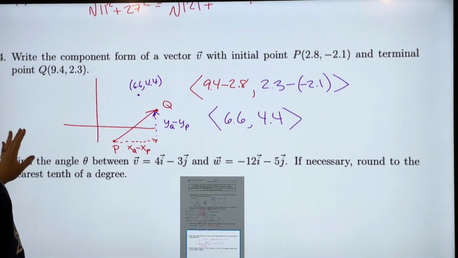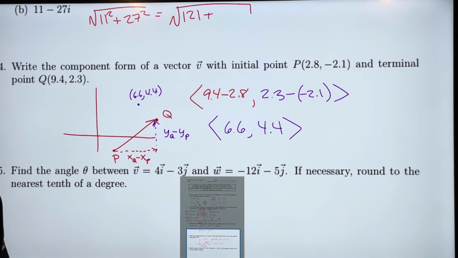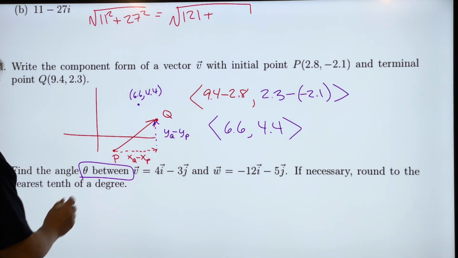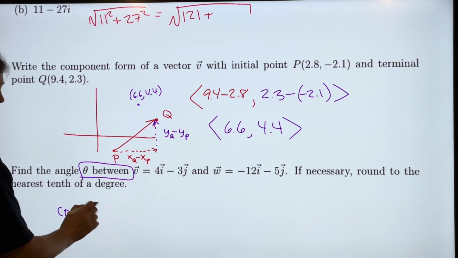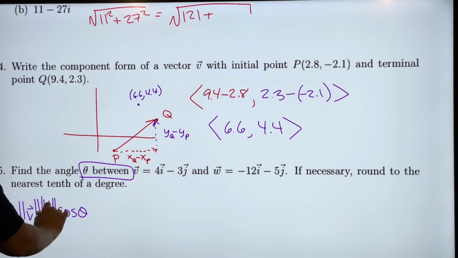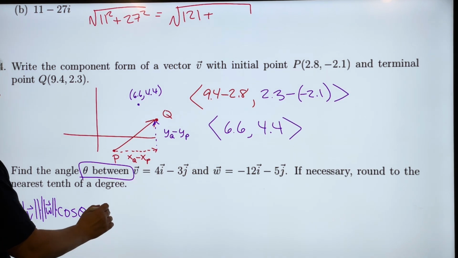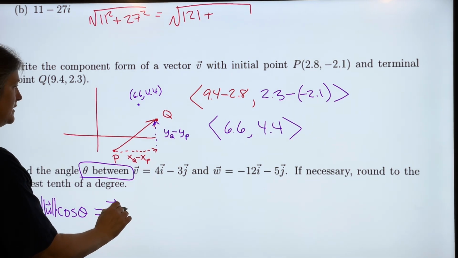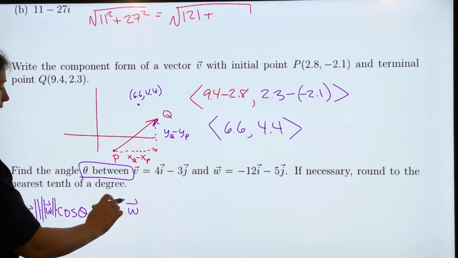Find the angle theta between these two things. All right, this is an application of the dot product. So the angle between is the whole cosine of theta part of our definition of dot product. So the dot product was the magnitude of one times the magnitude of the other times the cosine of theta, or it was v dot w, the rectangular way.